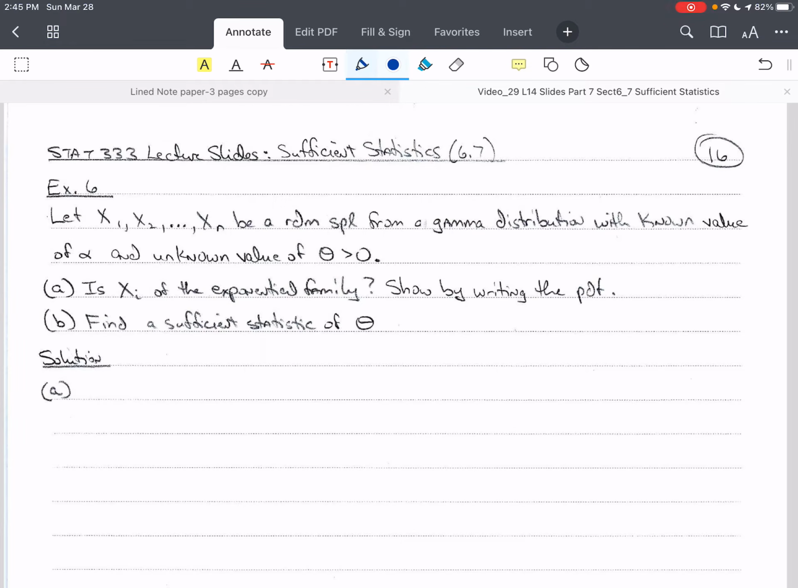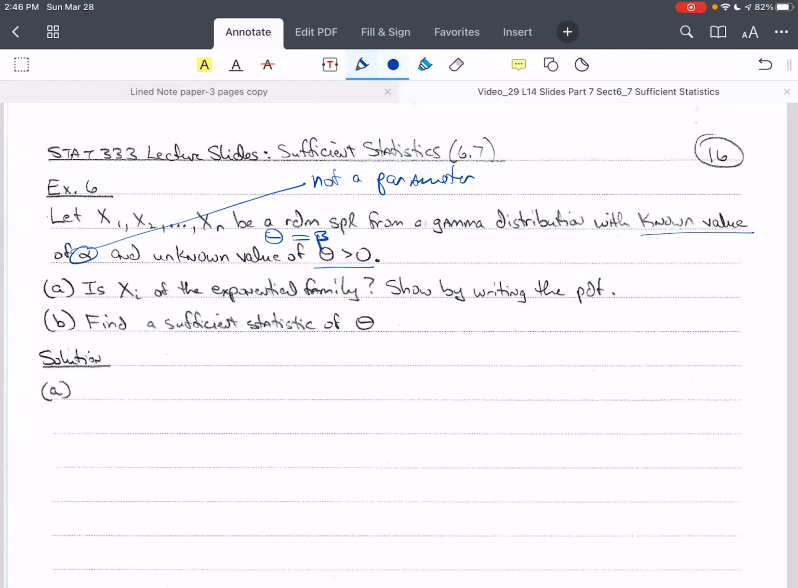Okay, so here's our example, number 6 for this section. X1 to Xn is a random sample from a gamma distribution with a known value of alpha. So alpha is not a parameter, and this is not a multiple parameter example. This is going to be the Rao-Blackwell, I believe. And an unknown value of theta greater than 0. You could say beta here if you want, theta equals beta, which is greater than 0.